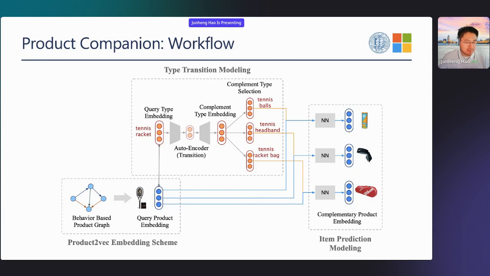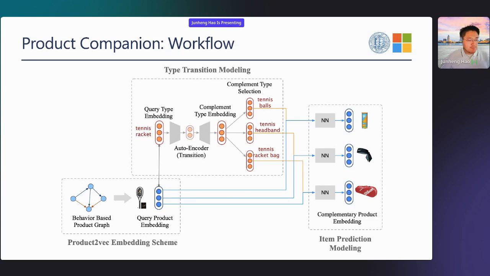So since we have two views, then we should have two levels of modeling, either in types or in specific items. Since we are doing complementary recommendation, the types are a key factor for diversification of what you recommend, given a specific query to purchase together. In most cases, the recommendation should not be the same type. So that's why we have a specific dedicated module called type transition modeling, which generally focuses on the top type level.